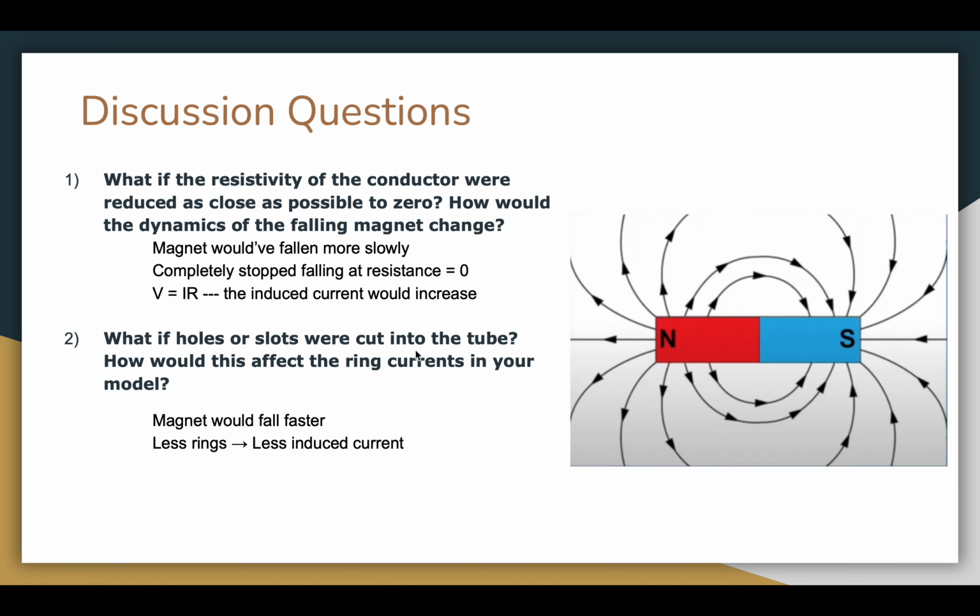What if holes or slots were cut into the tube? How would this affect the ring currents in your model? Well, the magnet will fall faster, as fewer rings means you're reducing the induced current.